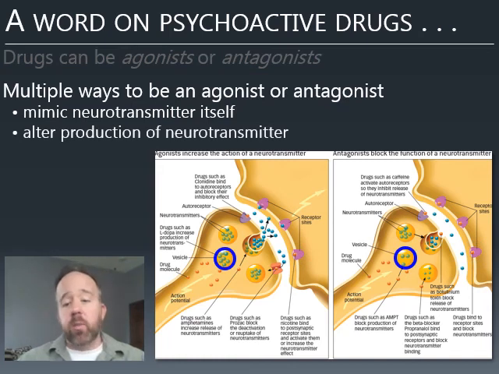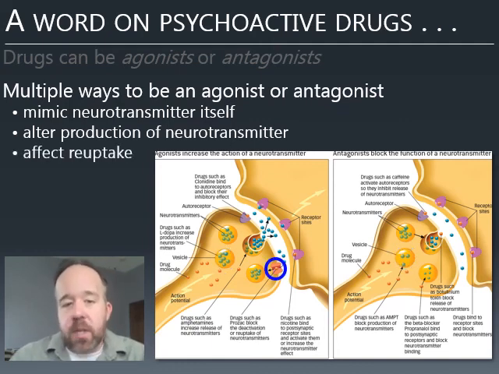They can also alter the production of neurotransmitter itself. So here I've circled the synaptic vesicles that usually contain neurotransmitter. And if a drug increases the amount of neurotransmitter that's produced, it's an agonist. If it decreases the amount of neurotransmitter that's produced, it's an antagonist. It's keeping the neurotransmitter from doing its job.